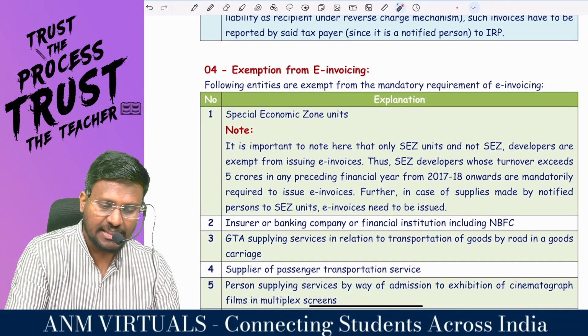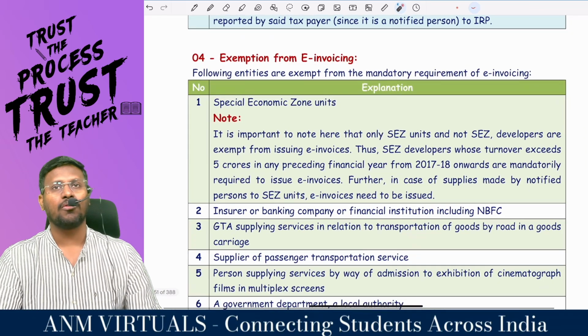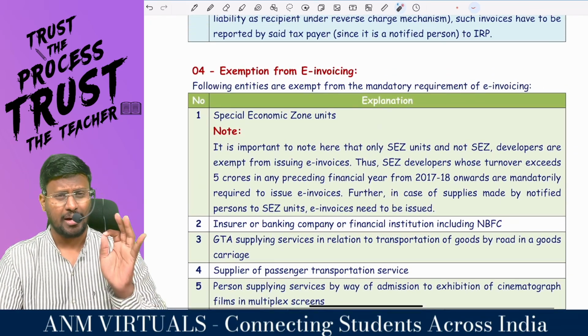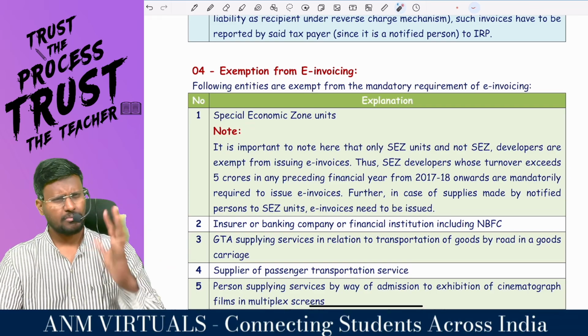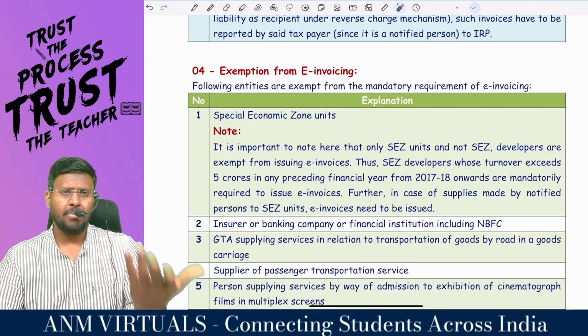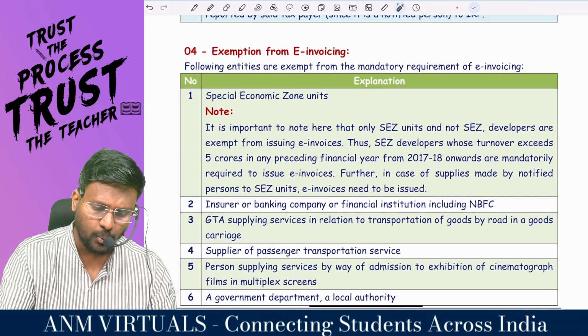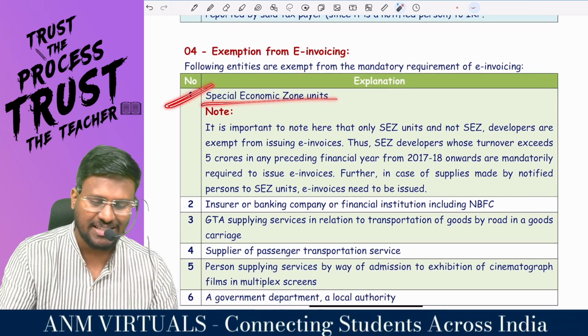But these are exemptions from e-invoicing. Very important. These 6 persons are not required, even though your aggregate turnover exceeds how many crore. Don't raise what invoice? Maybe tested in MCQ. The following entities are exempt from the mandatory requirement of e-invoicing. Number 1, Special Economic Zone, SEZ.